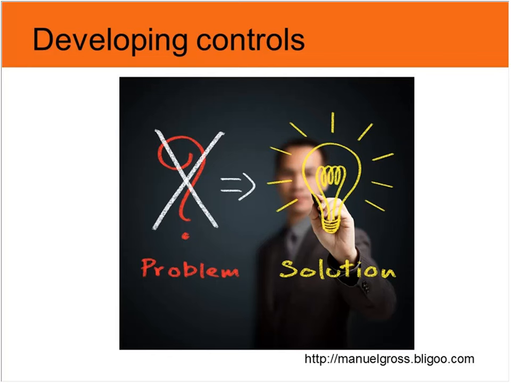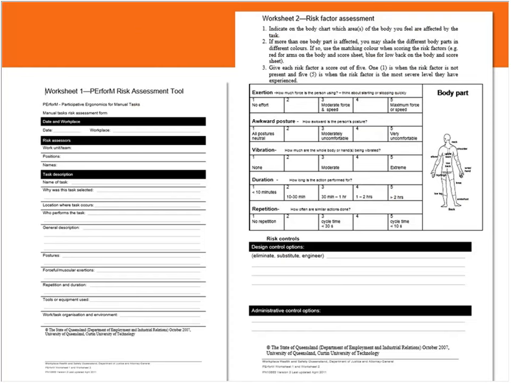So the perform approach to risk management of hazardous manual tasks is in line with the legislation. It follows the hierarchy of control, and this can also give you a really good starting point or a strategy to follow. Let's have a look at the perform worksheet. So if you have a look at worksheet 2, down there under the matrix, you can see it's got risk controls. And I just want to highlight there, it says design control options. So it's really guiding you through the hierarchy of control.